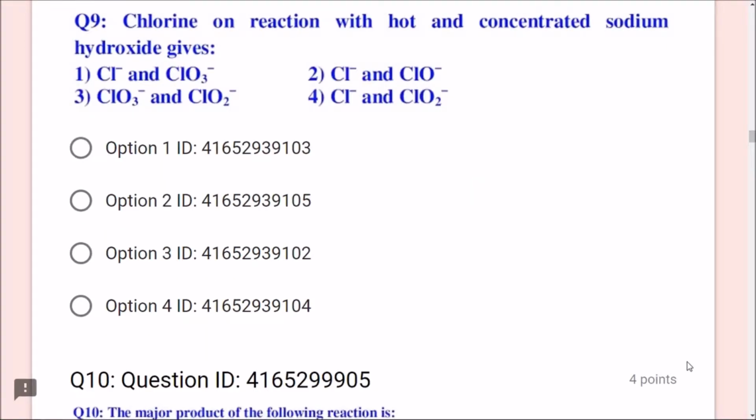Next, question number 9. Chlorine on reaction with hot and concentrated sodium hydroxide gives, yes friends, option number 1, that is Cl minus and ClO3 minus. How? Just write down the equation. 3Cl2 plus 6NaOH gives rise to 5NaCl plus NaClO3 plus 3H2O. It is nothing but Cl minus and ClO3 minus. That means in ionic form we can write it as 3Cl2 plus 6OH minus gives rise to 5Cl minus plus ClO3 minus plus 3H2O. So option number 1 is correct, friends.